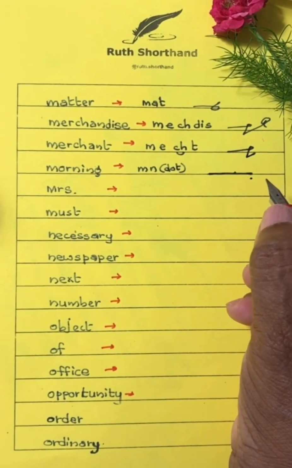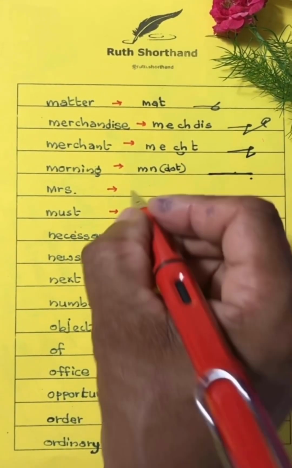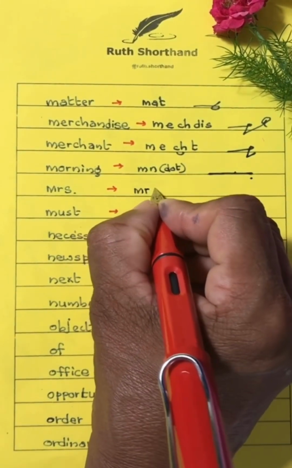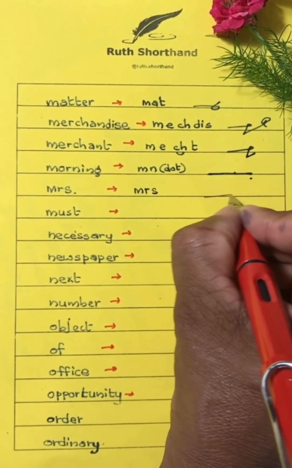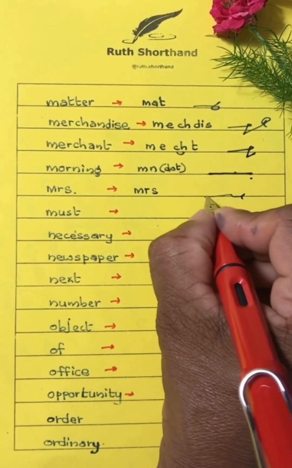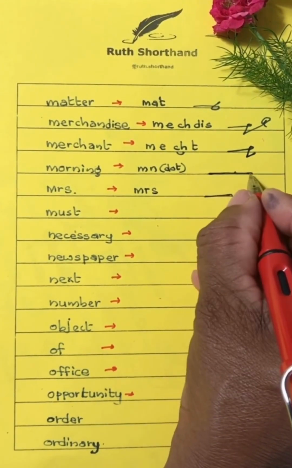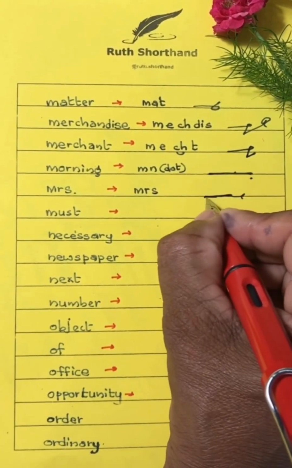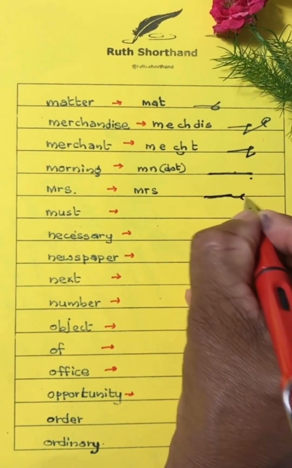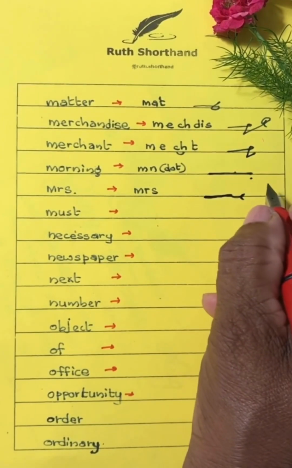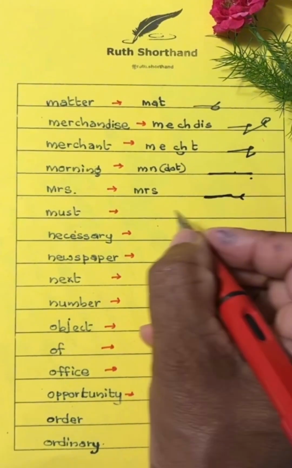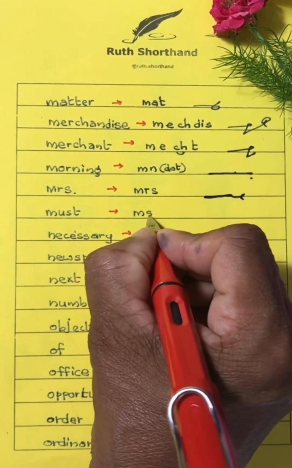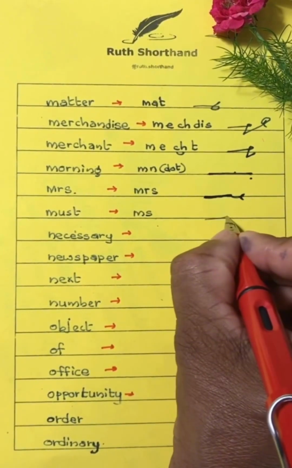Okay, now Mrs. Mrs. This is M, this is M-N, this is shorter than M-N. Then must, M-S, must.